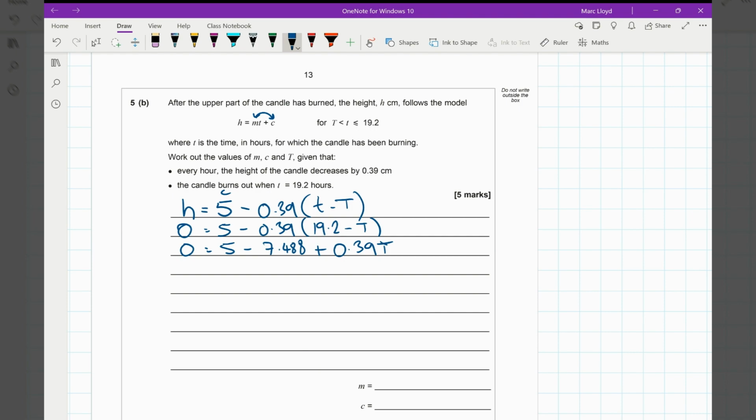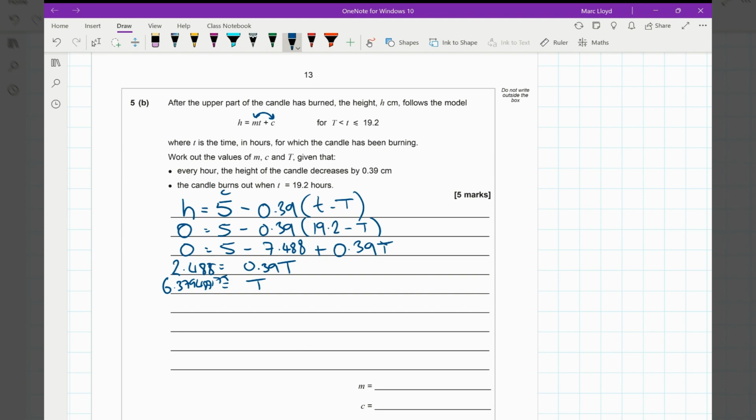Okay, we're going to do a bit of rearranging. So if I combine the 5 and the minus 7.488 and then add them over to the other side, we get 2.488 equals 0.39 T. And then when we divide throughout, we get T is equal to 6.379487179. Right.